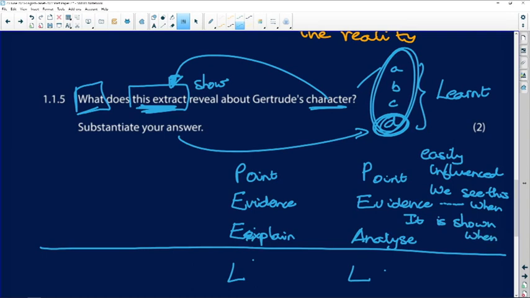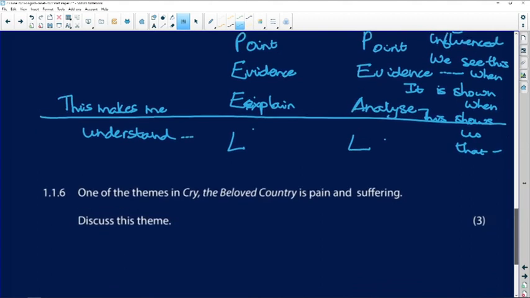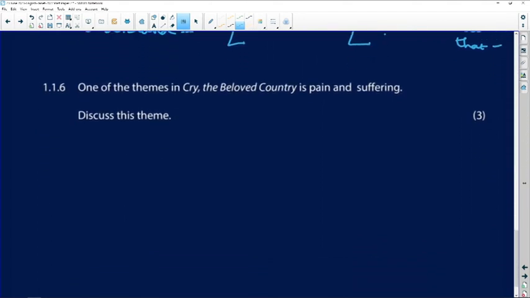Then your analysis, you can say, this shows us, this shows the reader that whatever. This makes me understand. This makes the reader understand. If you use a formula like this, you will find that your answers are better structured and you will do a whole lot better in your examination. I'll be talking more about that as we go on. Now we come to the theme question.